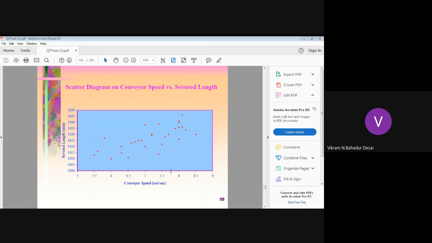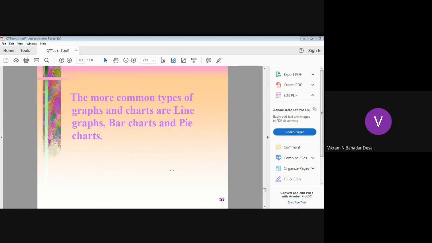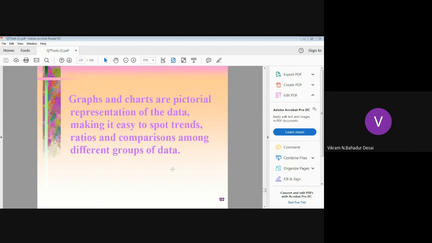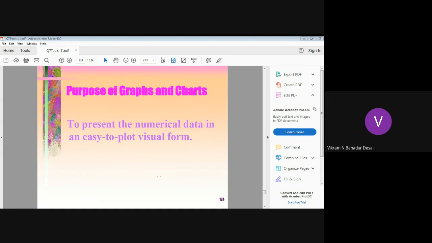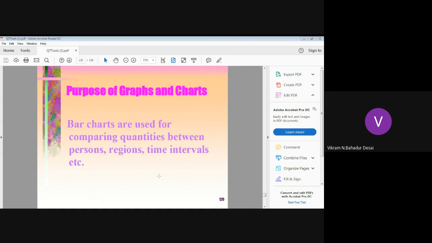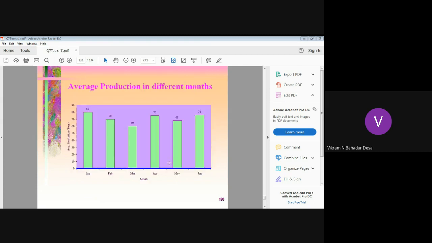One more example: uses of graphs and charts. The last one, graphs and charts. These are all pictorial representations of data, making it easy to spot trends, ratios, and comparisons among different groups of data. The common types of graphs you are using are line graph, bar chart, and pie charts. So we have different kinds of charts. I will show you.